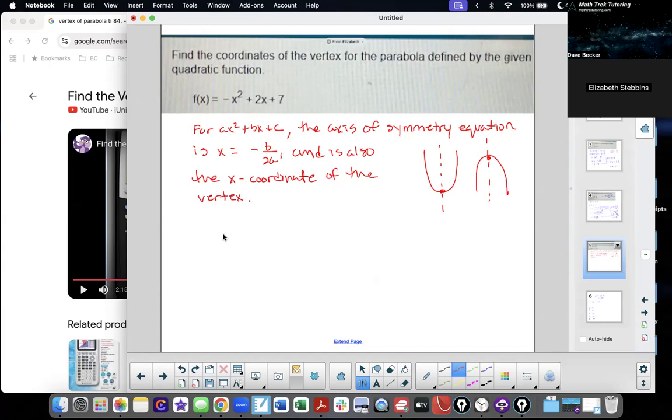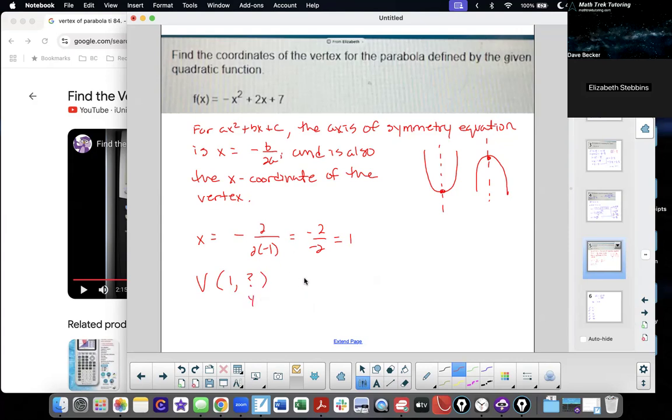Okay, so for this one, it would be negative 2 over 2 times negative 1, negative b over 2a. Are you okay with that? Yes. So that's a negative 2 over negative 2, which is a positive 1. Okay. So now we know that the x coordinate of the vertex is 1, right? And we need y.